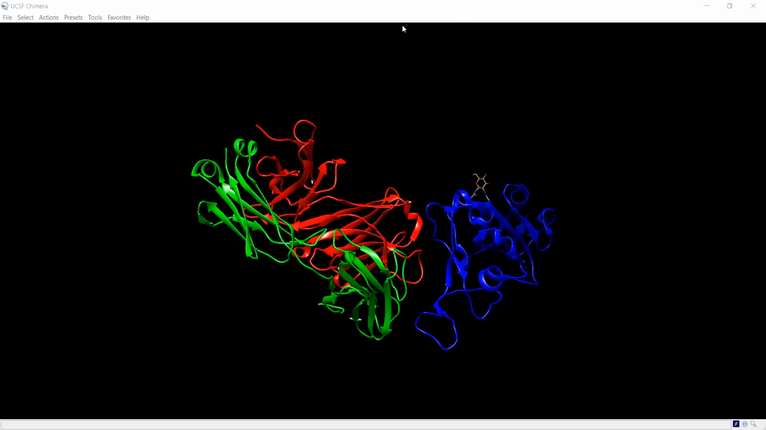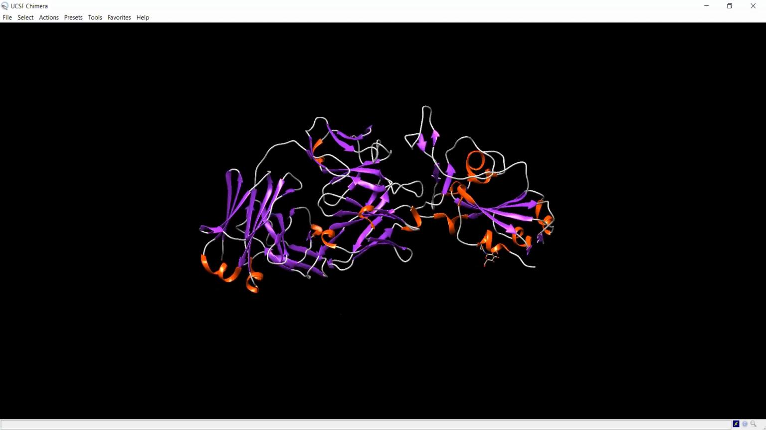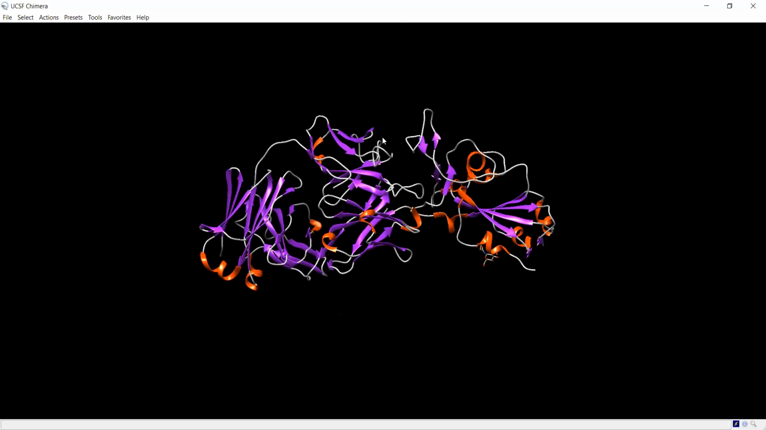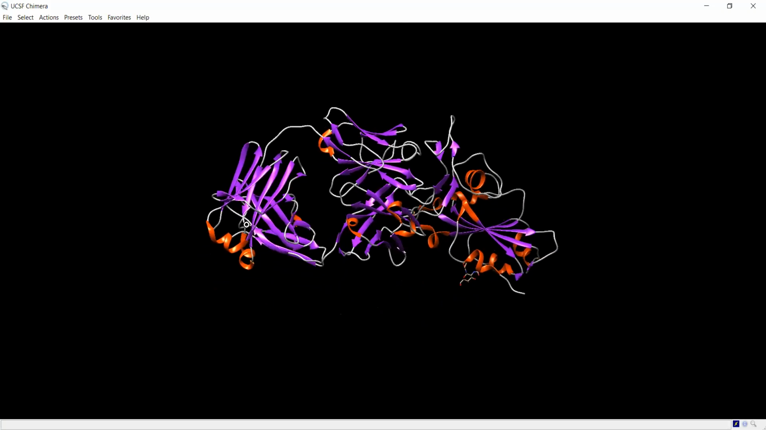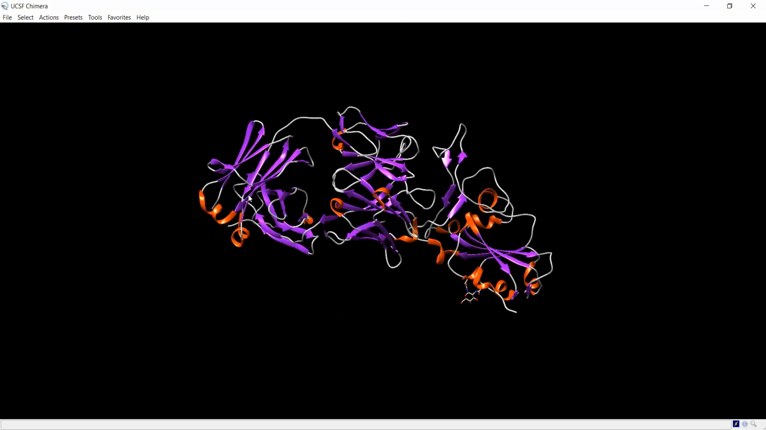Now I'm gonna show you over here. I have color coded by secondary structure. The red areas are helix, the purple areas are strands, and the gray parts are coils.